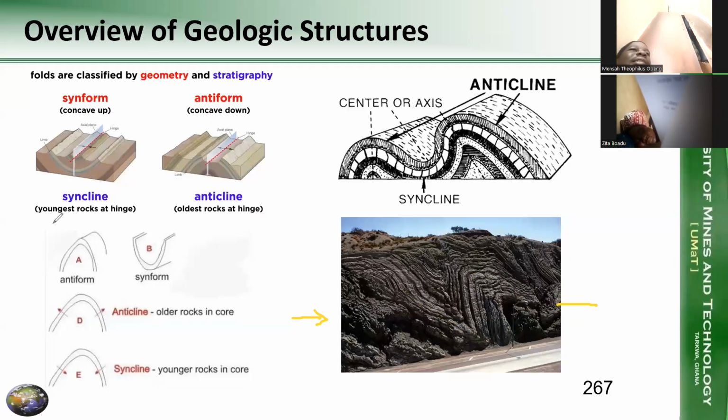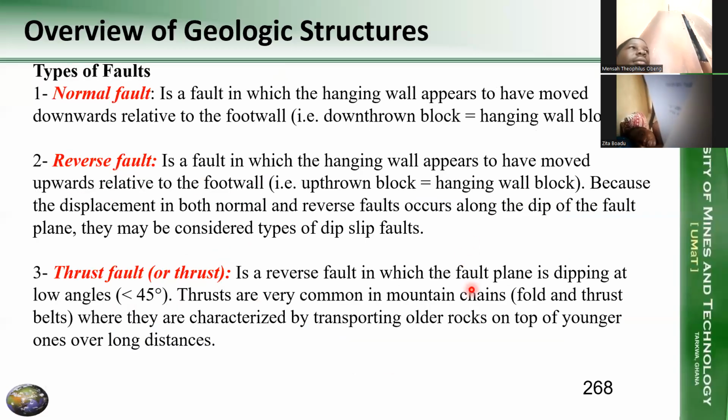I believe the concepts are clear, and this forms the results of compressive forces. We already discussed the types of faults we have. We could have normal faults, reverse faults or thrust faults. You remember we said that when the hanging wall moves downwards relative to the footwall, we have a normal fault. And in a reverse fault, the hanging wall moves upwards relative to the footwall.